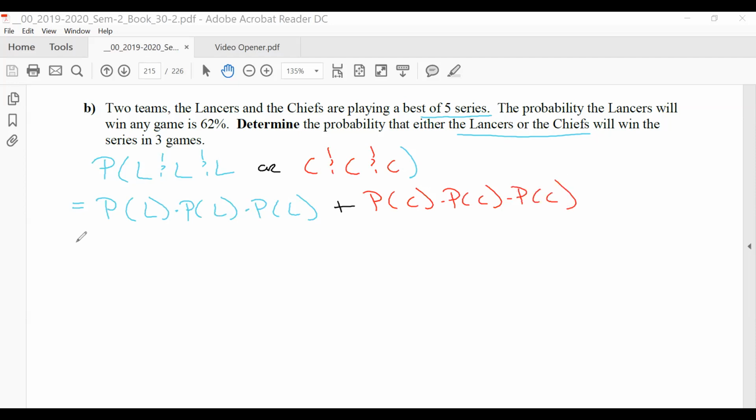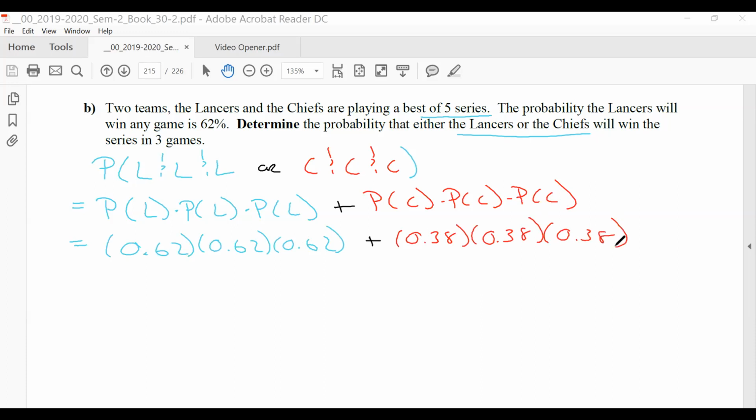So what's the probability the Lancers win? Well, it says the Lancers will win any game is 62%, so 0.62. The probability the Chiefs win? Well, if the Lancers win 62% of the time, guess what? The Chiefs are going to win 38% of the time because there's no ties here.